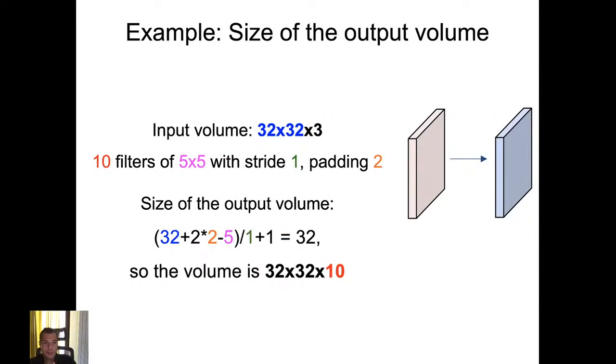So going back to the example, I think the main point here is that the padding is 2. When we use padding 2, it means that the size of the output volume will be the same as the input volume. So it will be 32 by 32, the same spatial size. And we have 10 filters, so the output volume will be 32 by 32 by 10.